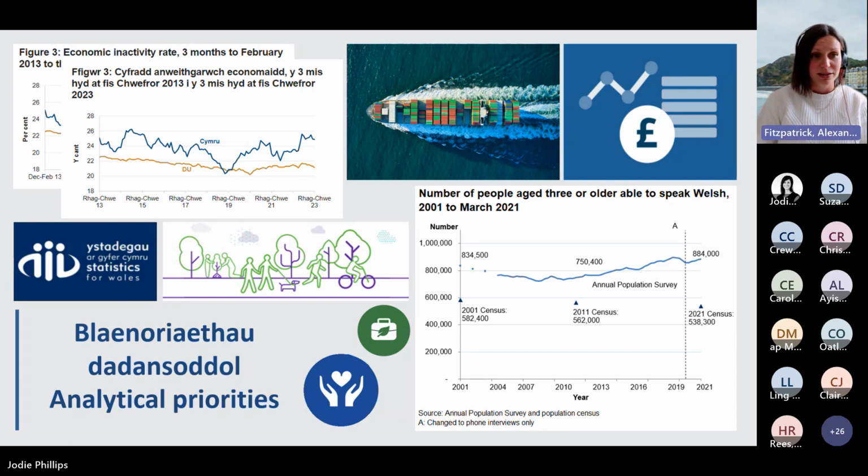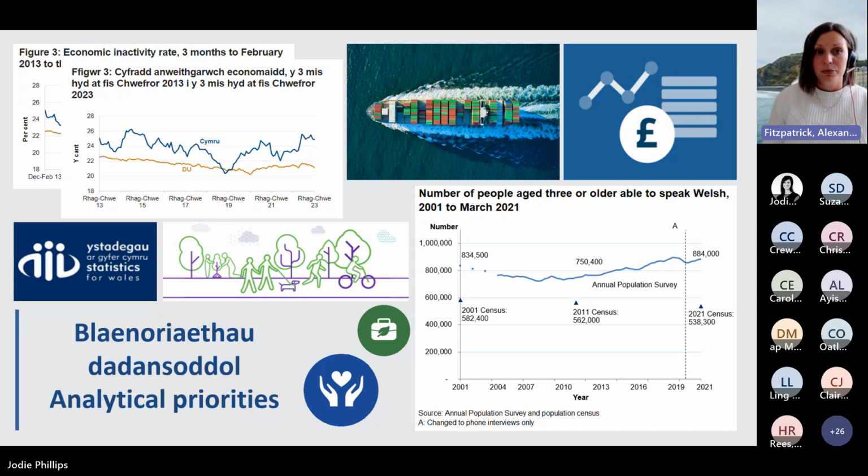I'm just listing lots of analytical priorities, but I can provide some more information on any of these if anyone is interested. There's a strong interest in second homes. We get asked a lot for data on that within our housing stats team, specifically in understanding where in Wales second homes are located, what purposes they are used for, and the impact on the wider area in terms of the housing market, economy, and social impacts.